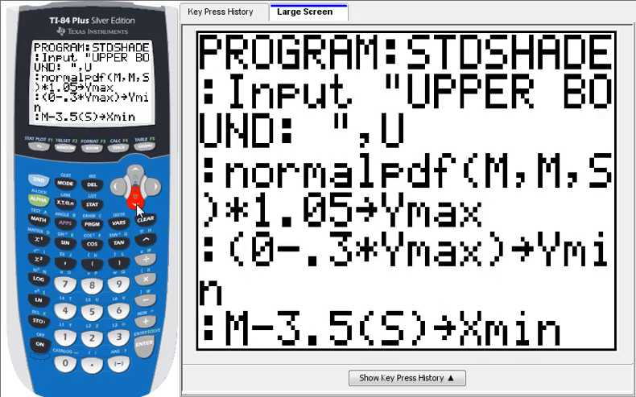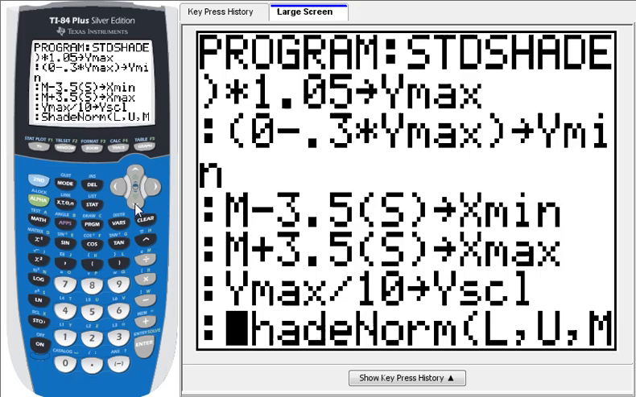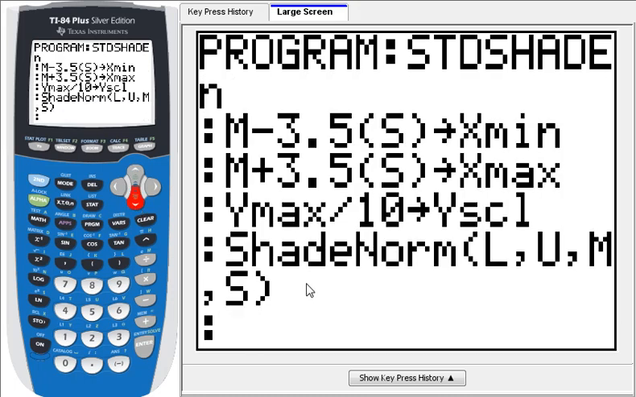And this part of the program is used to adjust the window settings so that when it plots the normal curve, it fills up the screen appropriately and looks pretty. And the very last line is shade norm, and it takes variables L, U, M, and S. It's not a very long program, but it's very powerful and very handy.